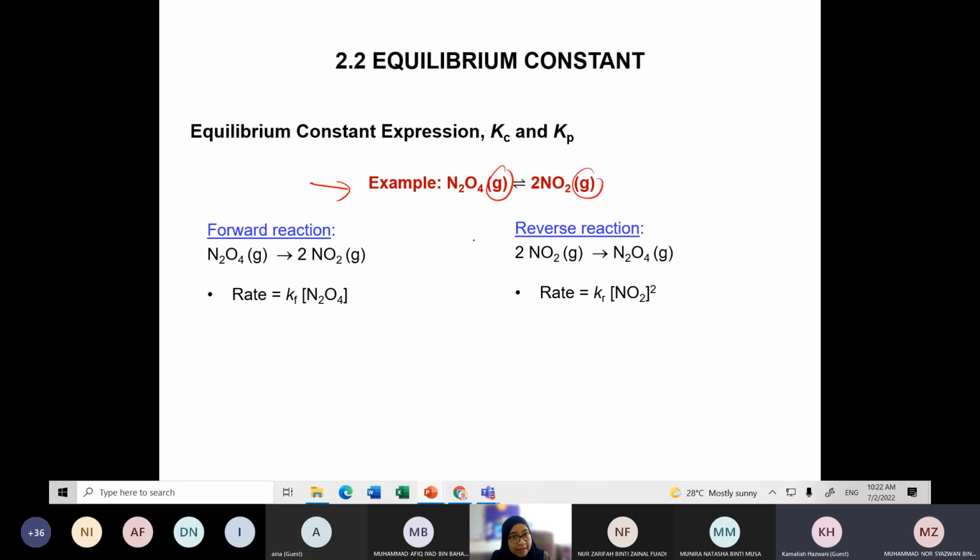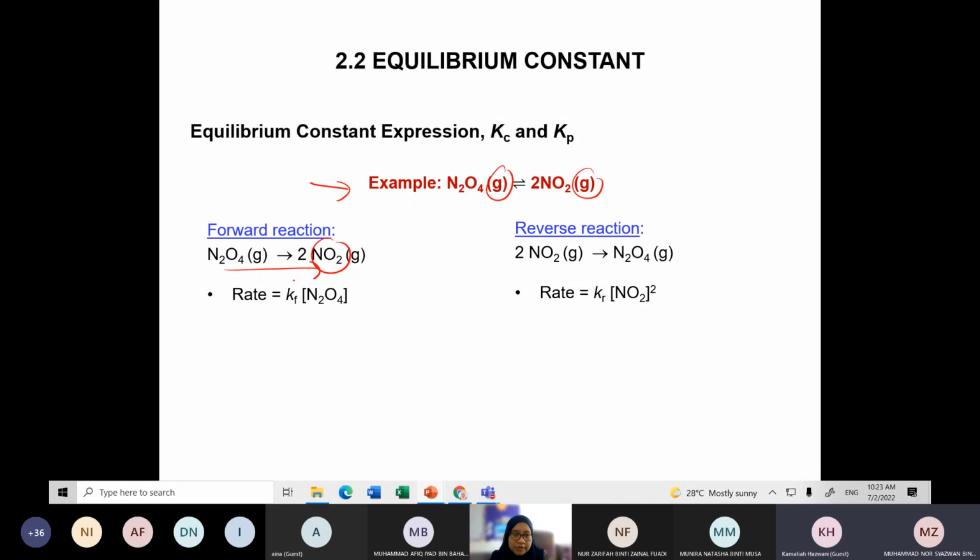Remember kinetics last time? So we can write the rate law of this reaction. For the forward reaction, that means if the reaction is going forward, it will produce NO2. When it goes to the right, it will produce NO2. So how do we write the rate law for this one?